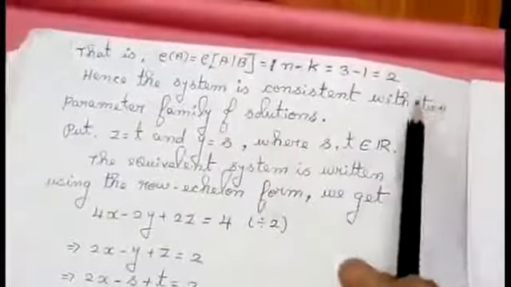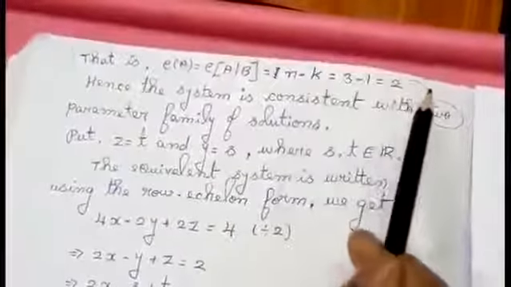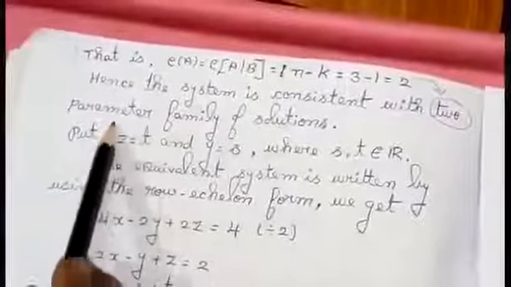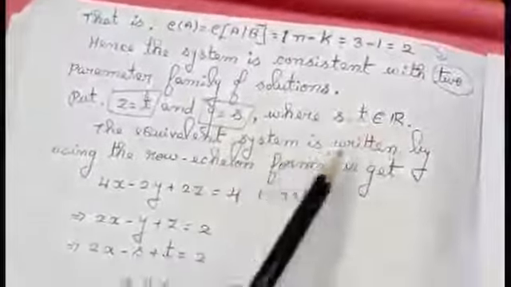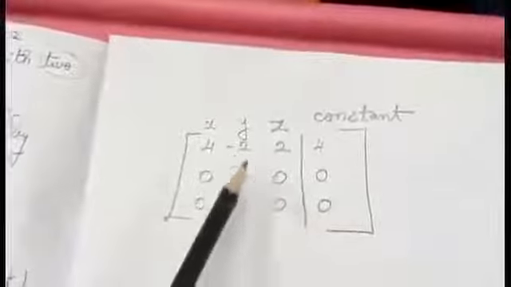From this calculation I am getting the value as 2, a 2 parameter family of solutions. That is, I am going to go in reverse. For z I am going to use another variable, the parameter t, and for y I am going to use another parameter s, where s and t belong to R. The equivalent system, written using row echelon form, we get. Before seeing this equation, we will see how we are getting it. If you see the last matrix we have found, in this matrix, at the top I am going to write x, y and z, and this is called the constant. From this I am framing the equation.